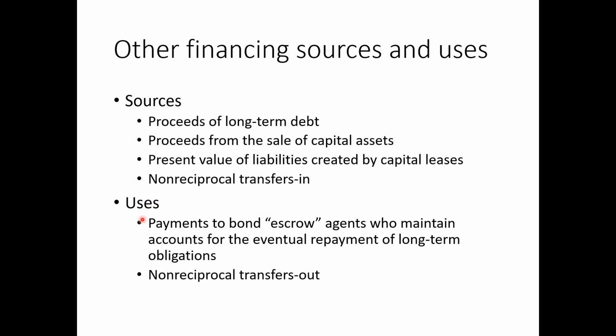What are other financing uses? One typical one is non-reciprocal transfers out. Or payments to a bond escrow agent who maintains accounts for the eventual repayment of long-term obligations. Money you wire to an escrow account will be other financing uses, because it's not an expenditure. It's still your money, but eventually it will be paid. But if you wire it out, it's other financing uses.